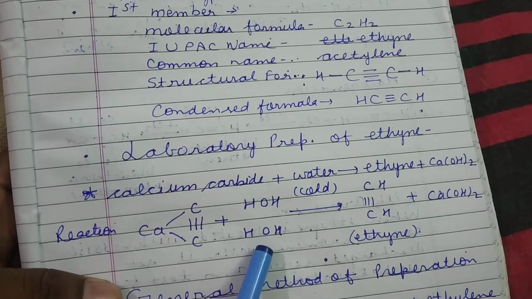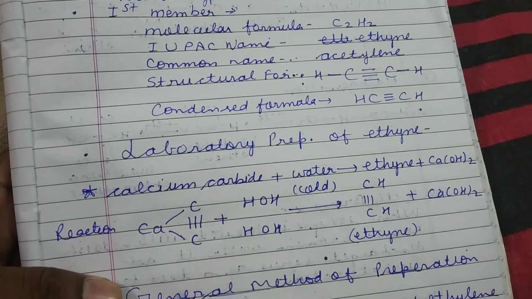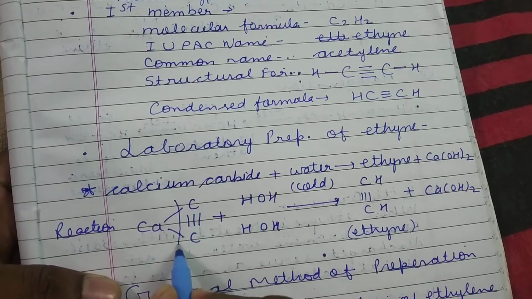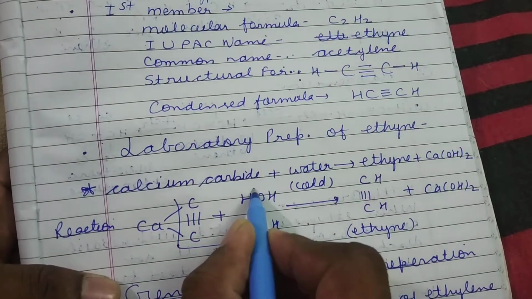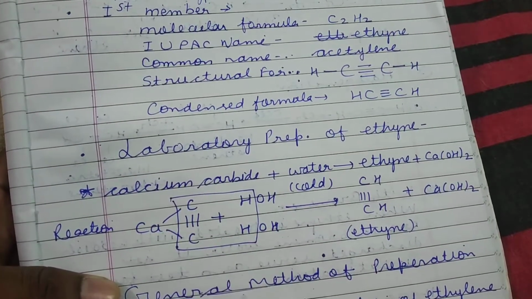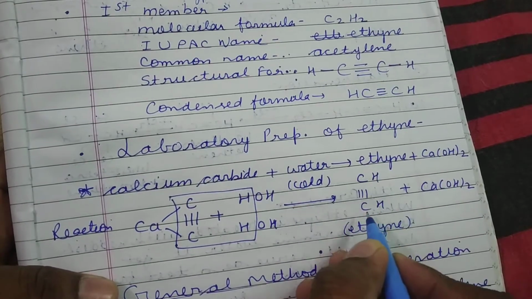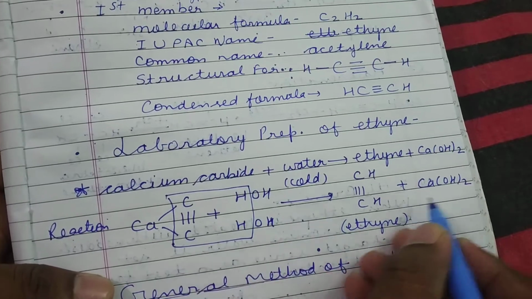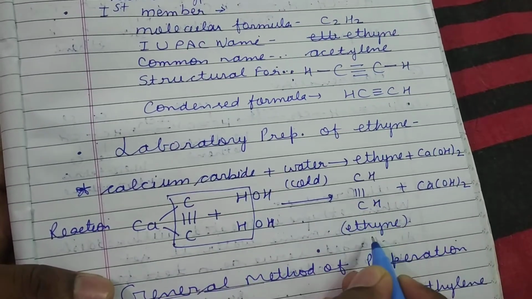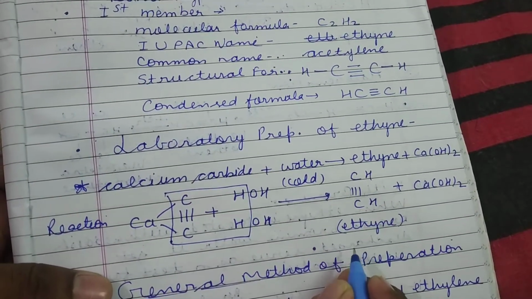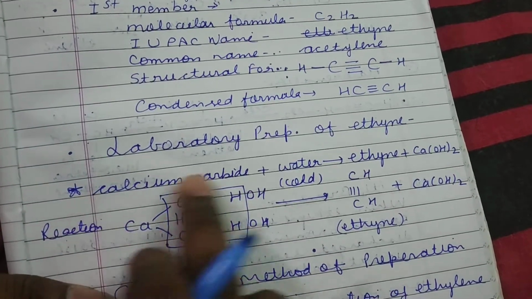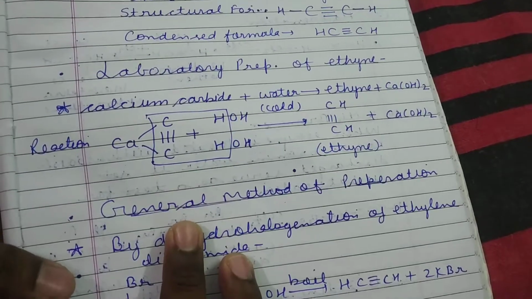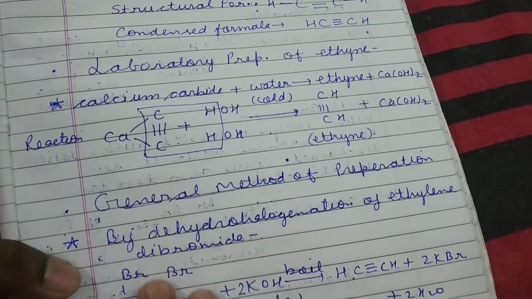You will take 2 molecules of water, HOH type. Here you can see that these 2 carbons along with hydrogen from water will form ethine, CH triple bond CH, plus this Ca and 2 OH will form calcium hydroxide. Here this is ethine, or its common name acetylene. This is the word equation and this is the balanced equation. Here is the general method of preparation.